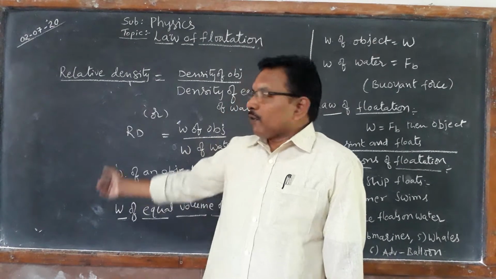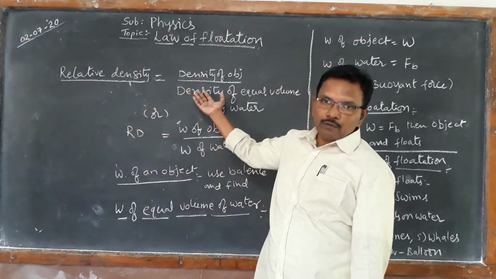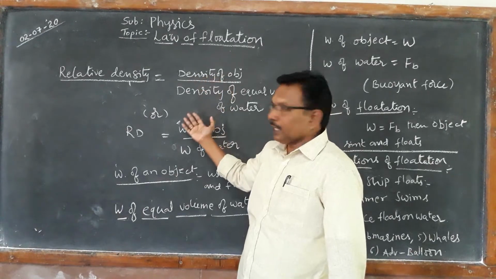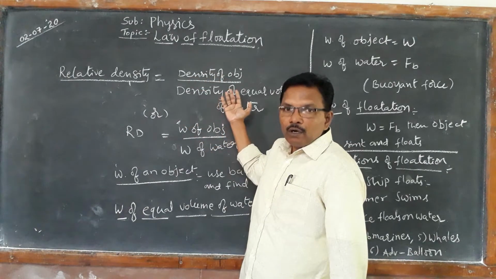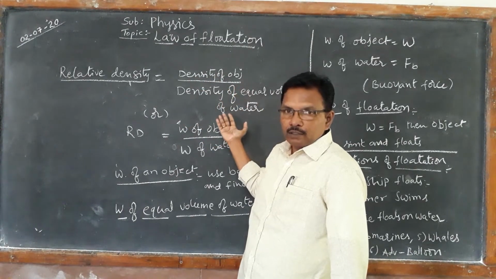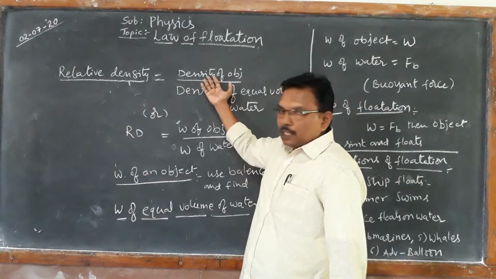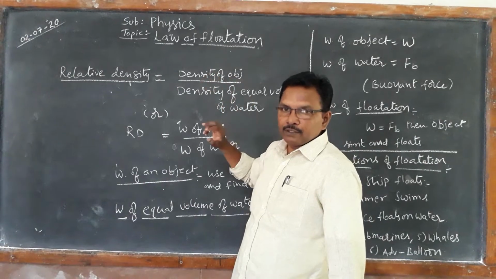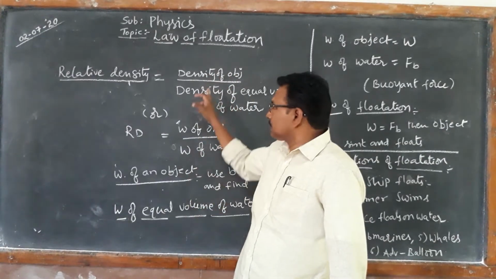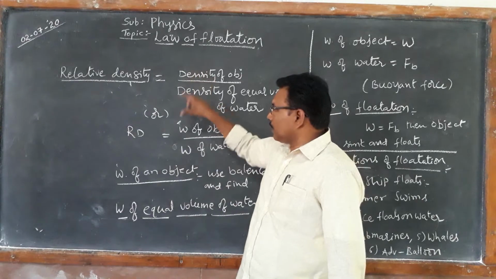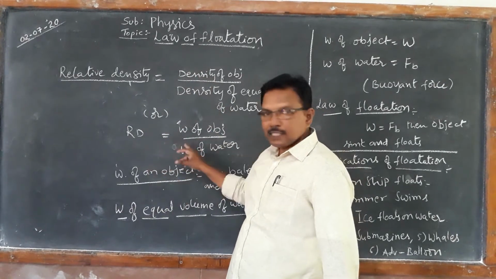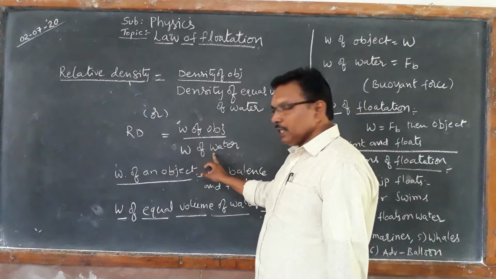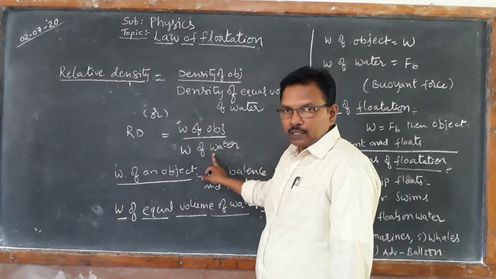Here we can write the formula. Relative density is equal to the density of the object divided by the density of the equal volume of water. So both must have the same volume. That is the formula. From this formula we can also write relative density is equal to the weight of the object divided by the weight of the equal volume of water.